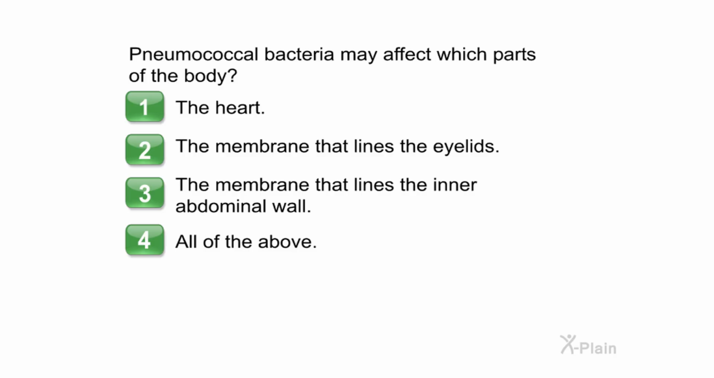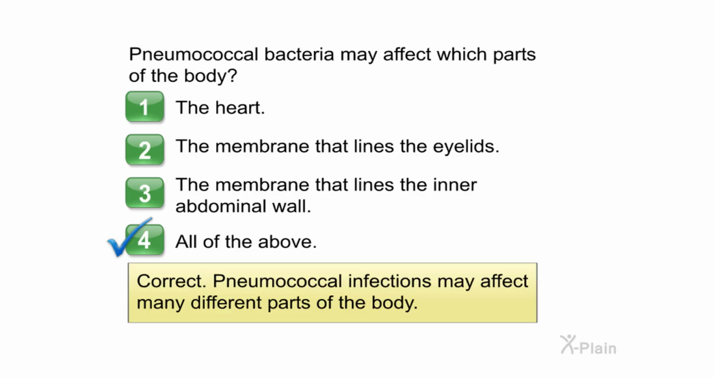Pneumococcal bacteria may affect which parts of the body? Choose one of the following. 1. The heart. 2. The membrane that lines the eyelids. 3. The membrane that lines the inner abdominal wall. 4. All of the above. Correct. Pneumococcal infections may affect many different parts of the body.